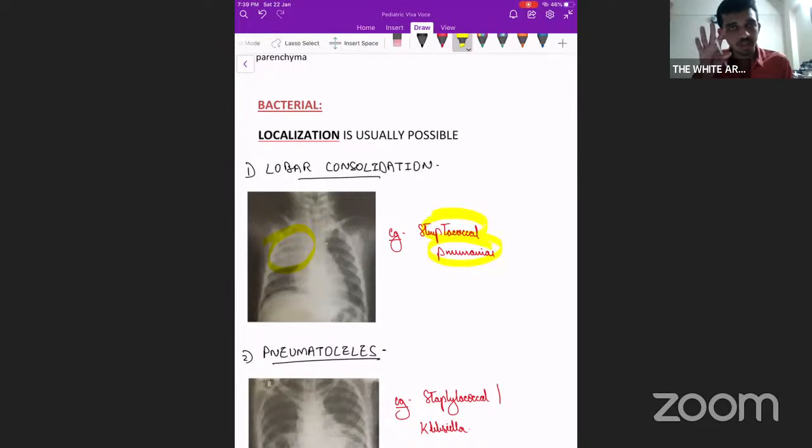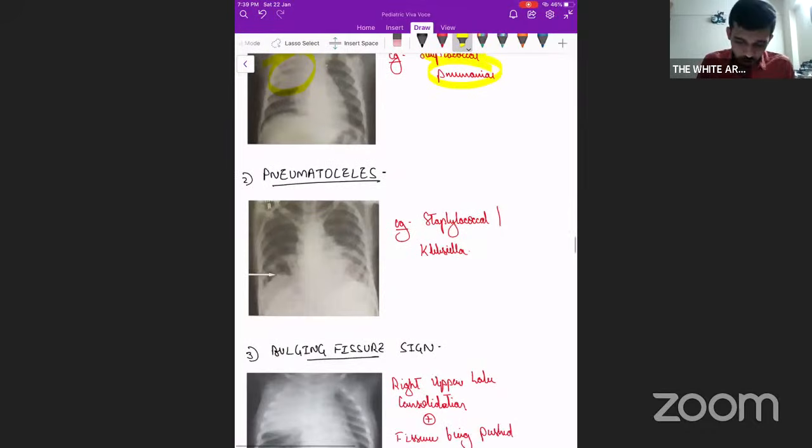One of the examples is streptococcal pneumonia. Or you might have multiple pneumatoceles. Correct, multiple pneumatoceles. This usually occurs characteristically with staphylococcal pneumonia. One more example is Klebsiella pneumonia.